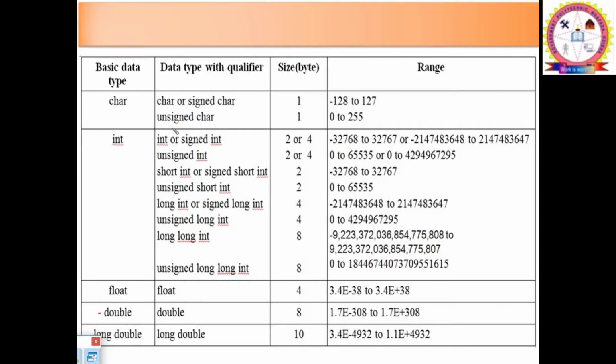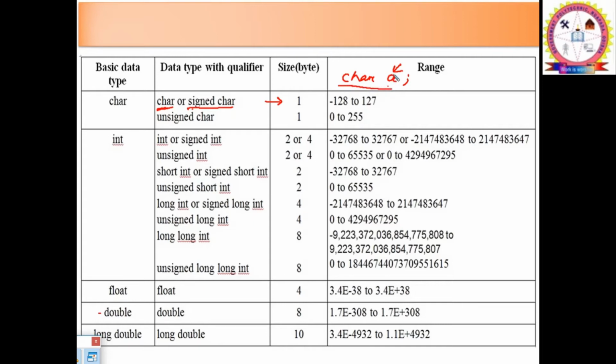So char can be signed char. By default char means it is a signed char, so for signed char we may not use the signed keyword; we assume that char means it is signed. When you are declaring a variable char a, what is this? This is a memory location. This declaration means char is the data type and a is a variable. This is the variable declaration.